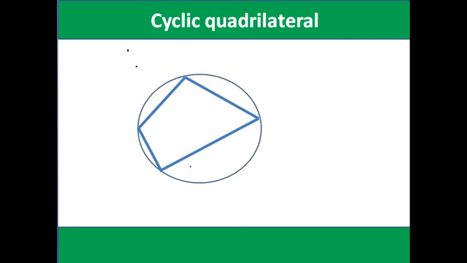Cyclic quadrilateral. What is meant by cyclic quadrilateral? If a quadrilateral is inscribed in a circle like this, then we call it a cyclic quadrilateral. Now this side is A, let us say this is B, this is C, and this is D. What is the perimeter of a cyclic quadrilateral? As usual, P equals A plus B plus C plus D. Perimeter is nothing but adding the outer dimensions of that quadrilateral. Now what is the area of a cyclic quadrilateral?